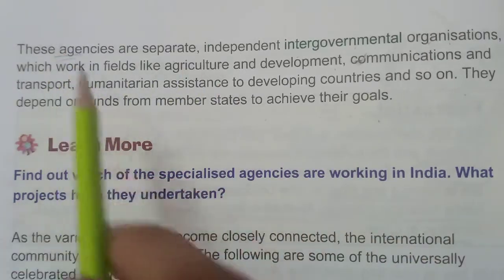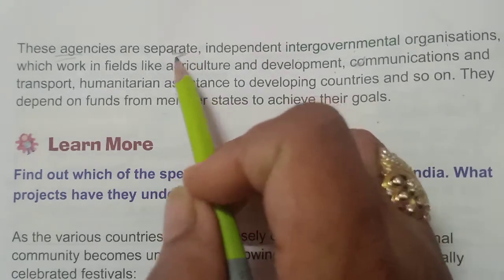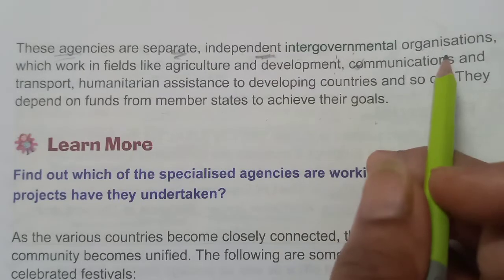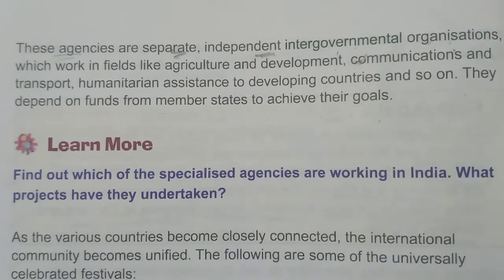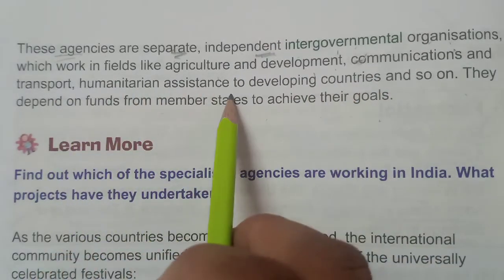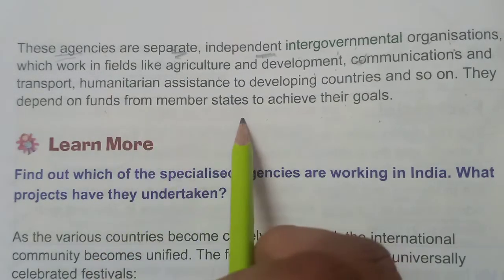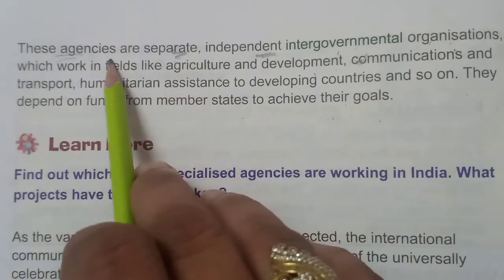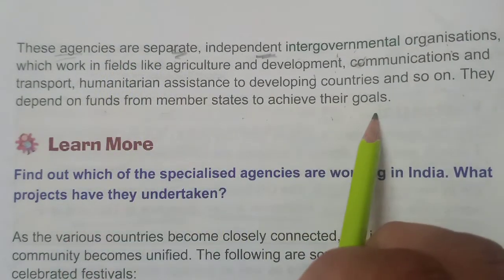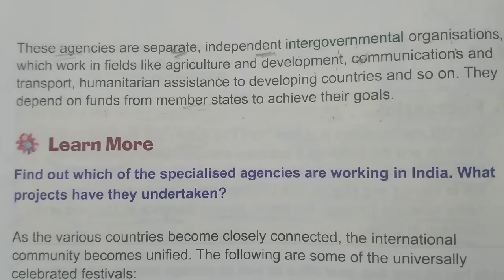These agencies means these specialized agencies, which we have just studied, that the UN has some specialized agencies that work with the UN as well as with each other. These agencies are separate, independent, intergovernmental organizations that work in various fields like agriculture and development, communications and transport, humanitarian assistance to developing countries and so on. So they depend upon the funds from the member states to achieve their goals. These agencies, as they want to achieve their goals, depend upon the funds that come from the member states. Is it clear, children?